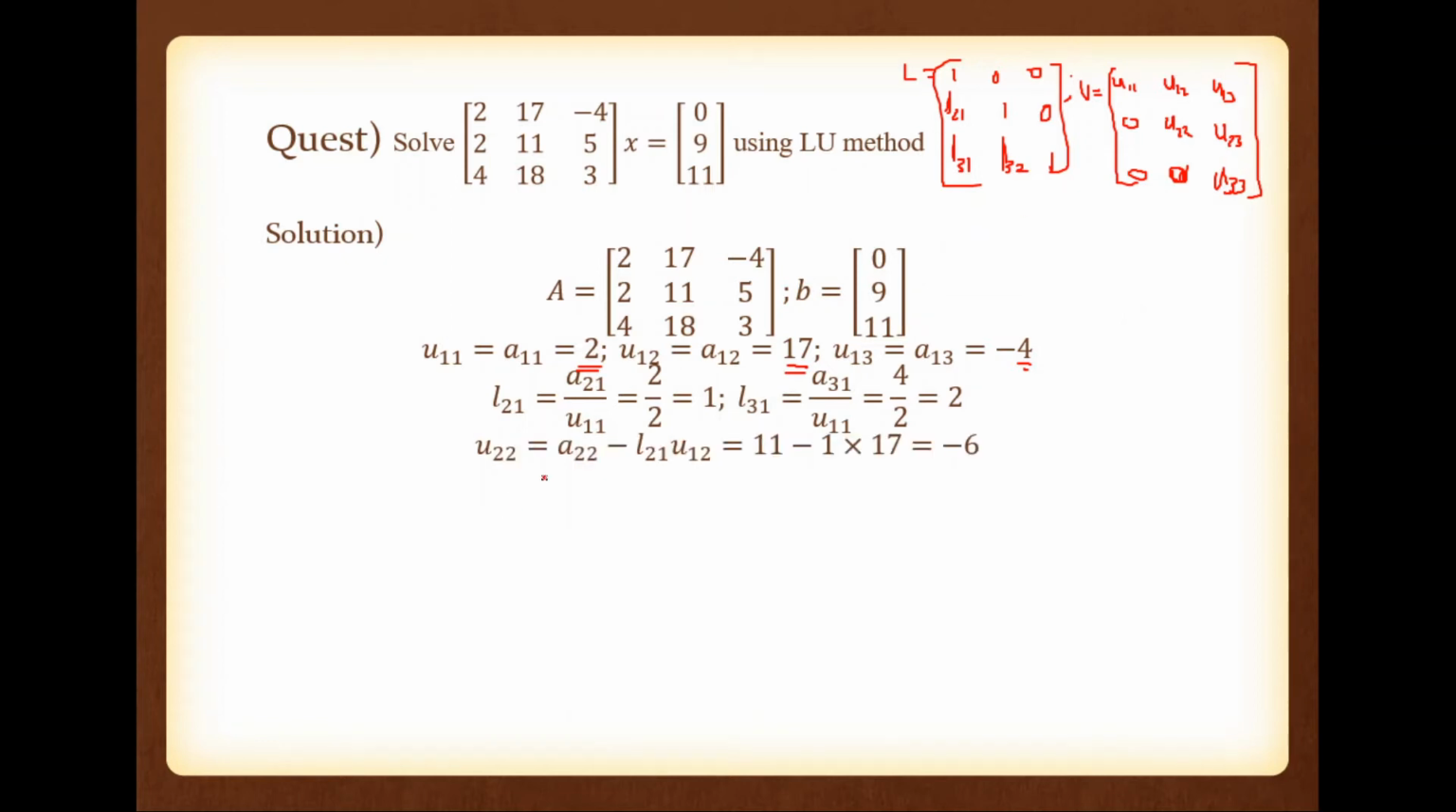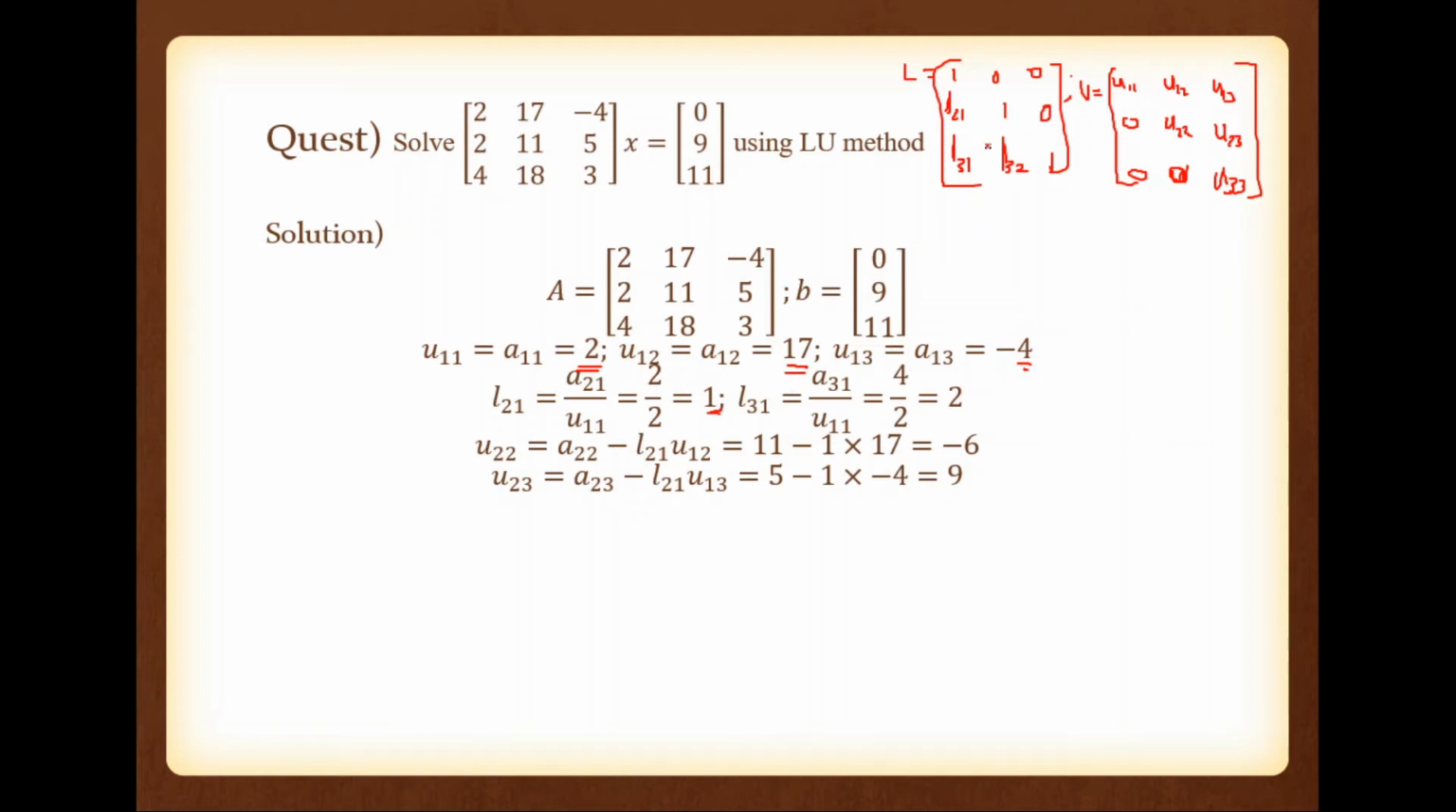So U22 is equal to A22 minus L21 U12, so that is equal to A22, that is 11 minus 1, this 1 into 17, this 17, so that is equal to minus 6. Similarly, U23 is equal to A23 minus L21 U13, that is equal to this 5 minus 1 into minus 4, that is equal to 9. So this is U23, second row of U.